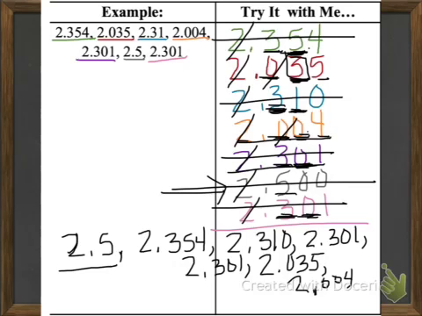Once again, if I like to think of numbers in terms of money, this first one would be like $2.50. If you rounded this one off, it would be about $2.35. If you round this one off, it's about $2.31. This one's about $2.30, so is that one. The next one is about $2.04 if you rounded it up. And then the last one is pretty close to $2.